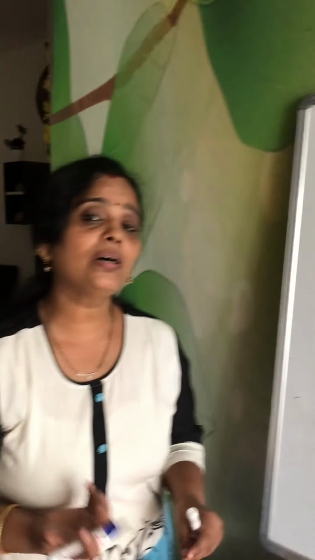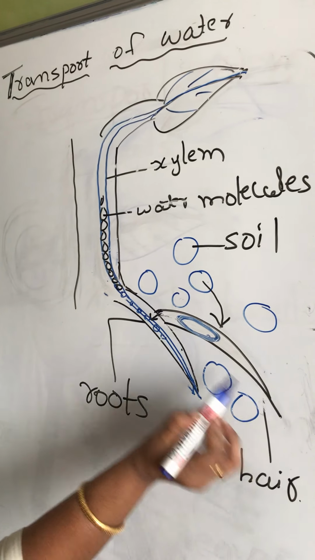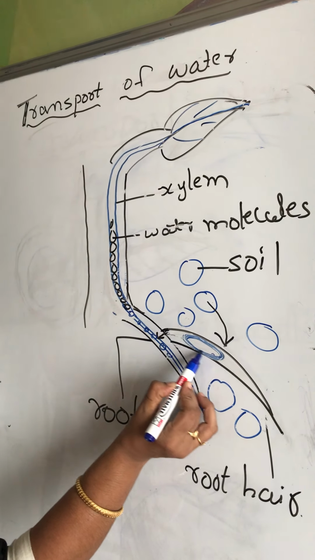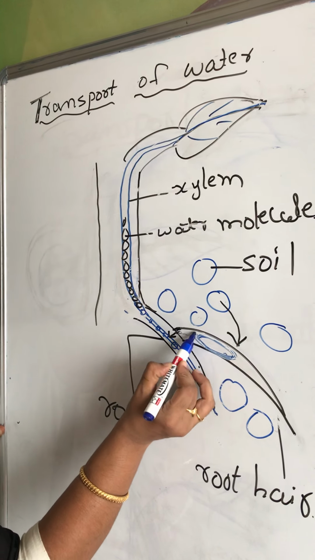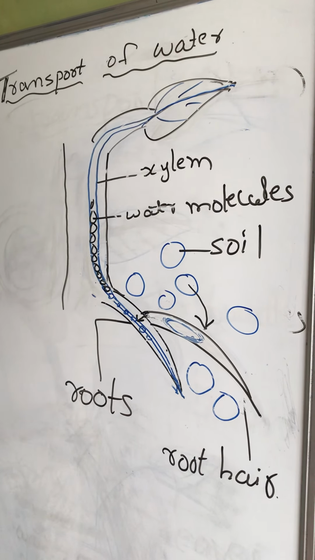Now we also learned that the roots are provided with many root hairs, thin hair-like structures, which increase the surface area of absorption. Here I have represented only one root hair, which is filled with a vacuole, a big round structure you can see here. The vacuole will have water inside. Now coming to the transport.